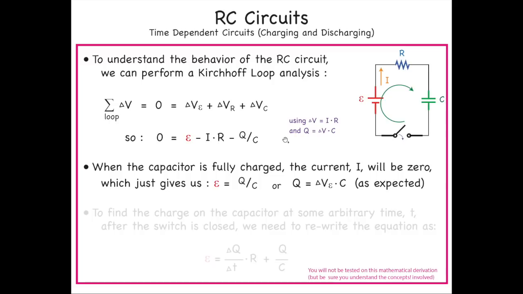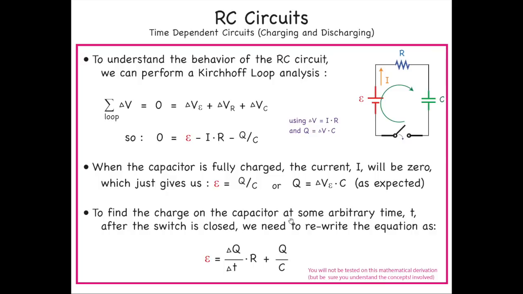Now, once the capacitor is fully charged, the current will be 0, because at that point there will be as much voltage across the capacitor as there is across the driving EMF, and no current will flow. When the current is 0, this equation simplifies to EMF is equal to Q over C, or Q is equal to the EMF times C, which is exactly what we expect, because that's the equation for a charge on a capacitor. So this is just a double check that our equation makes sense within reasonable limits.